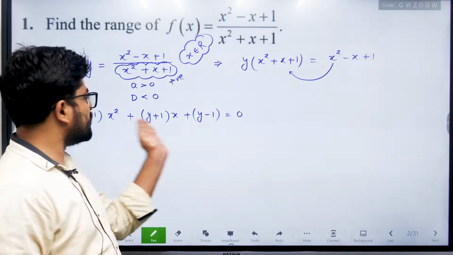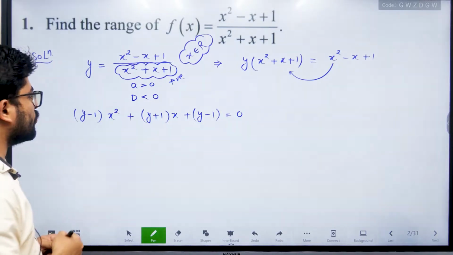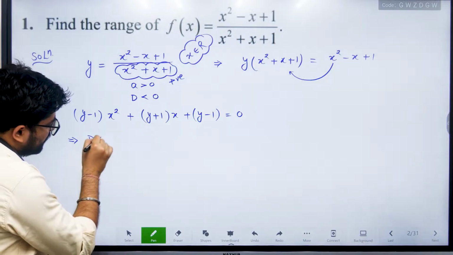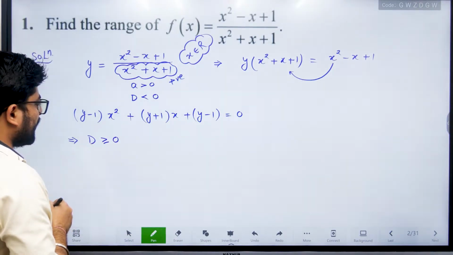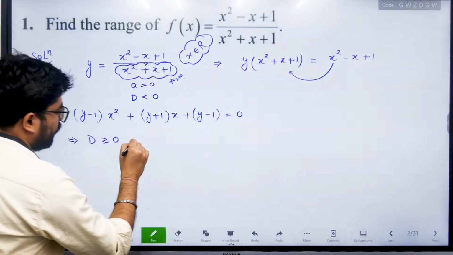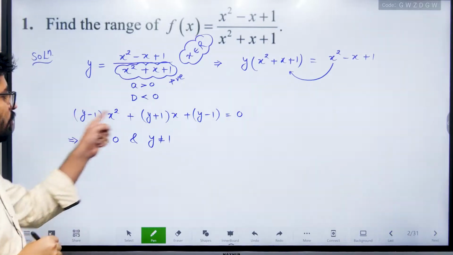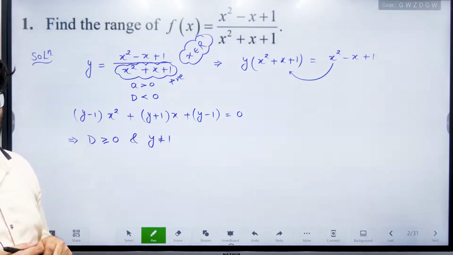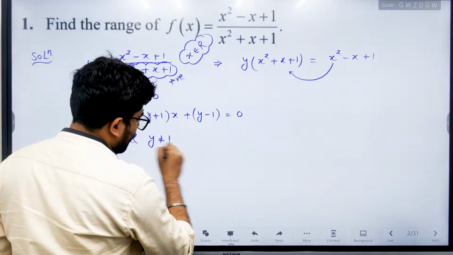So this is a quadratic equation in x, and x is a real value. So the discriminant of this equation is greater than or equal to 0, D ≥ 0, and y cannot be 1. Y cannot be 1 because if y is 1, then the coefficient of x² is 0, and then this is not a quadratic. Got it?